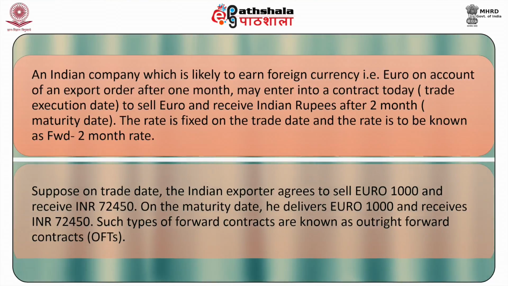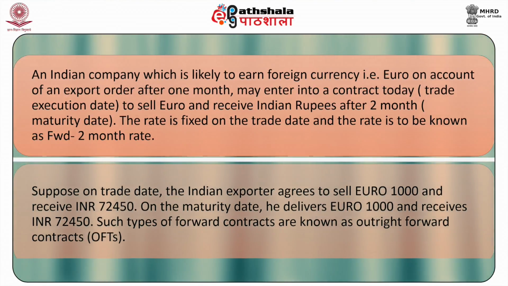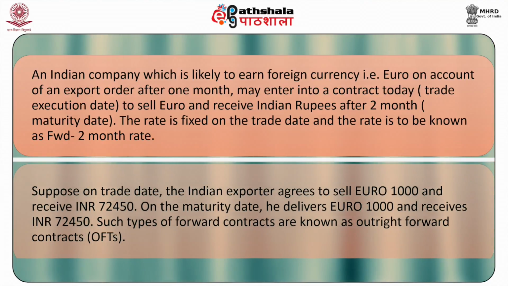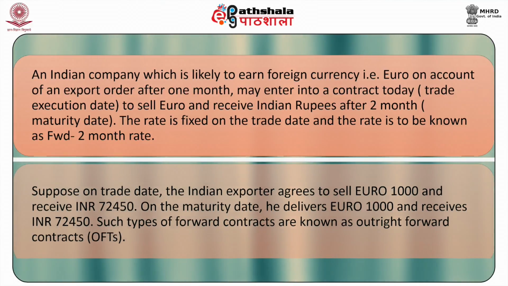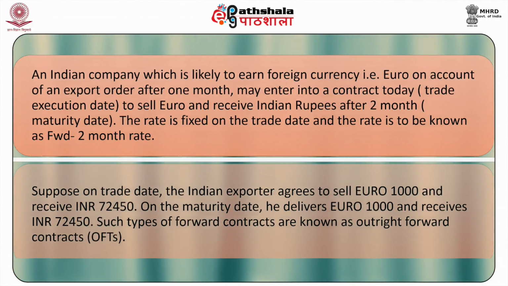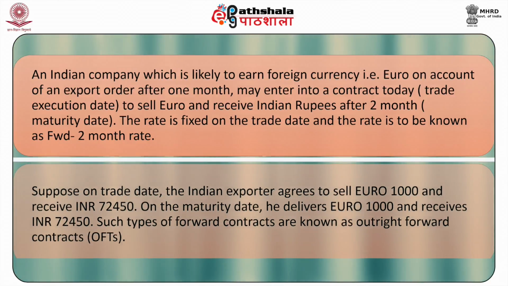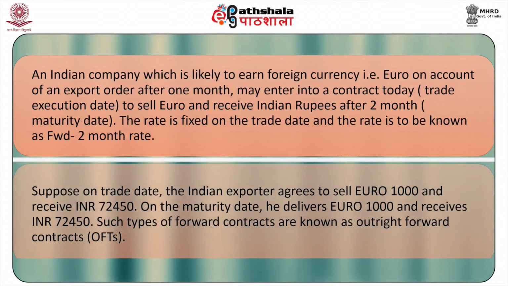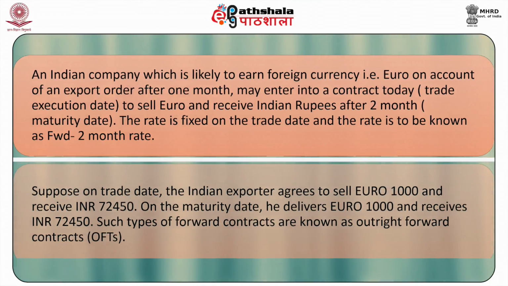For example, an Indian company which is likely to earn foreign currency, that is euro, on account of an export order after 1 month may enter into a contract today, that is the trade execution date, to sell euro and receive Indian rupees after 2 months, that is the maturity date.